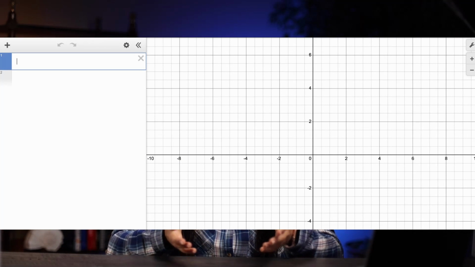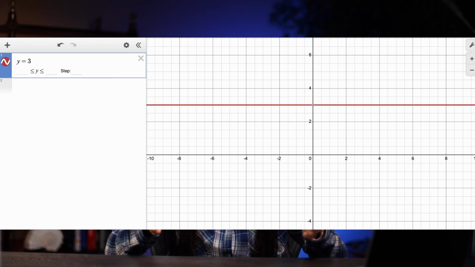You don't want to learn how to use Desmos, you want to learn when to use it. Everyone thinks that they know how to use Desmos, and you probably do. I mean, you just type numbers into a box and boom, a graph appears.